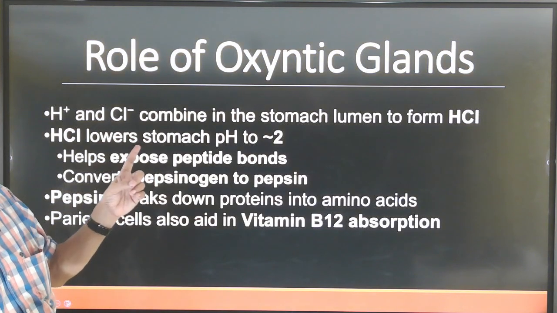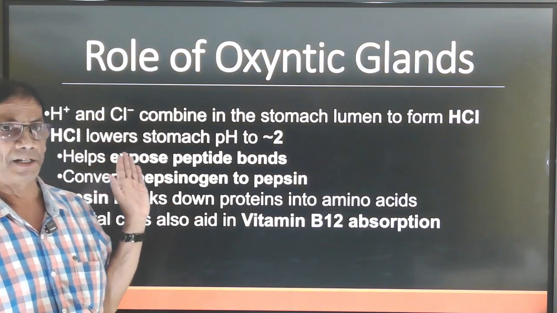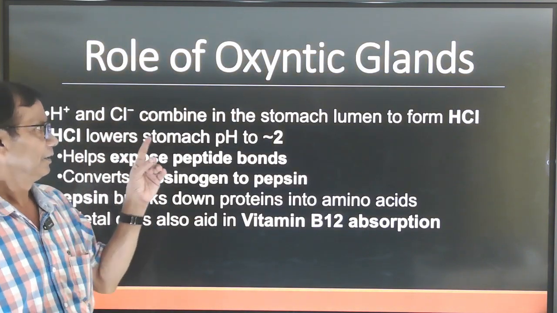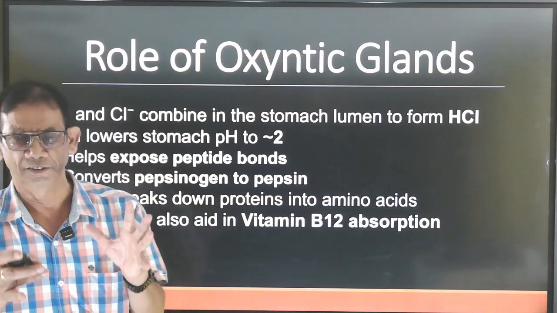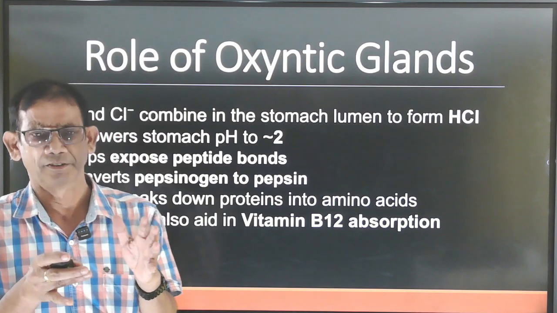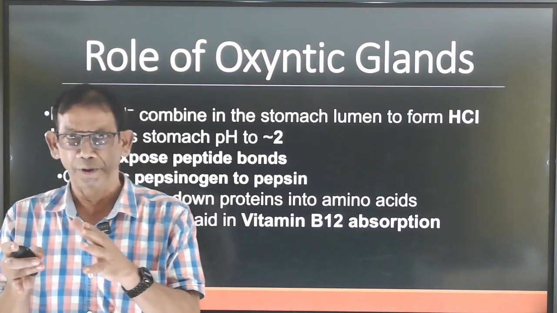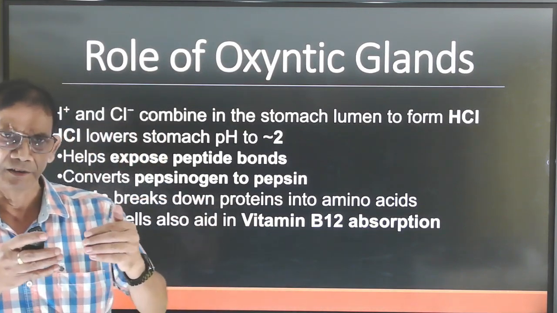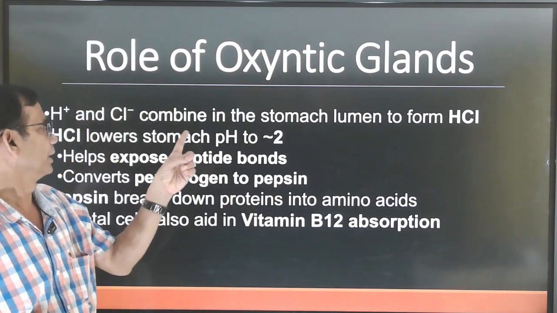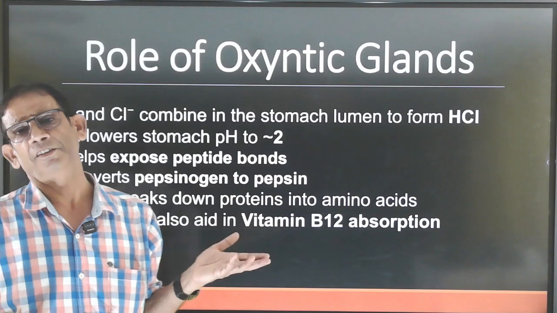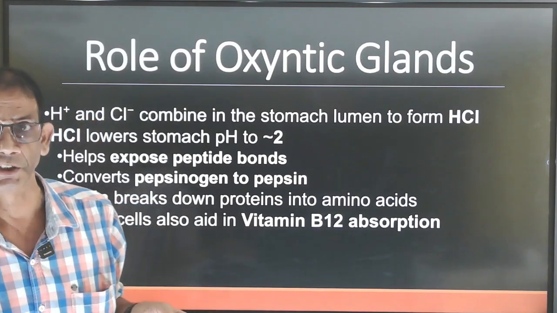In these oxyntic glands, the parietal cells secrete HCl, but it is not secreted all at a time. The parietal cells secrete H ions and chloride ions separately, and when both these ions enter the lumen of the stomach, they form hydrochloric acid. But what is the necessity of hydrochloric acid in the stomach?